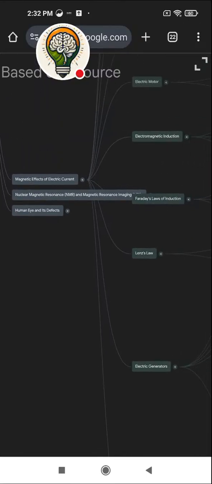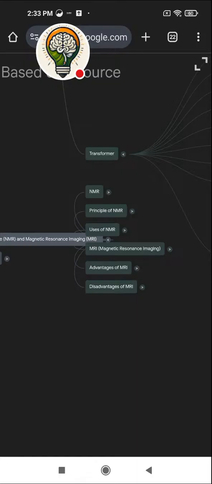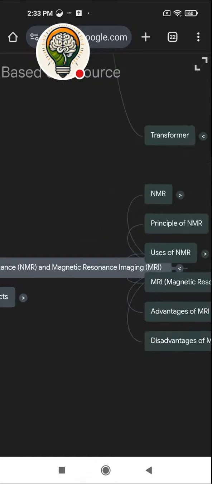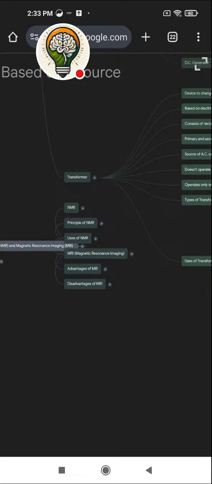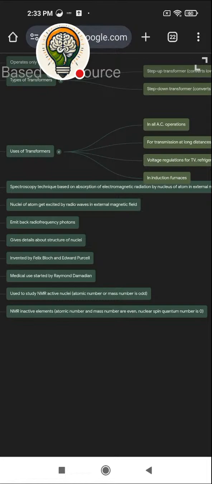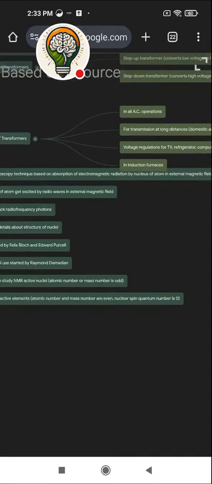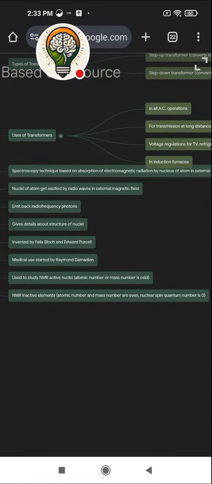Then nuclear magnetic resonance, NMR, and magnetic resonance imaging, MRI. NMR is a spectroscopy technique based on absorption of electromagnetic radiation by the nuclei of atoms in an external magnetic field. Nuclei of atoms get excited by radio waves in an external magnetic field and emit back radio frequency photons, and give details about the structure of nuclei.